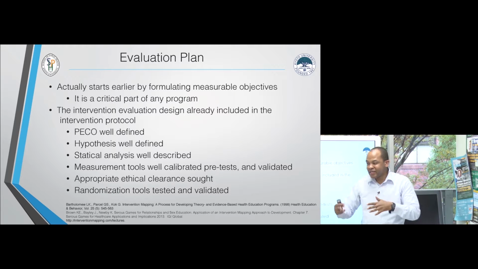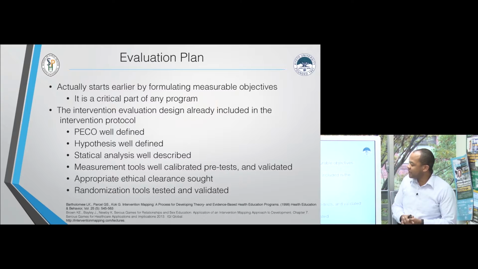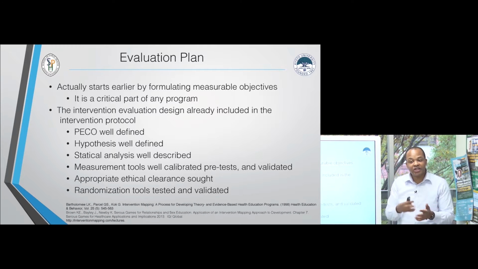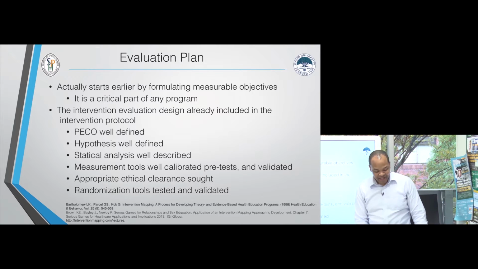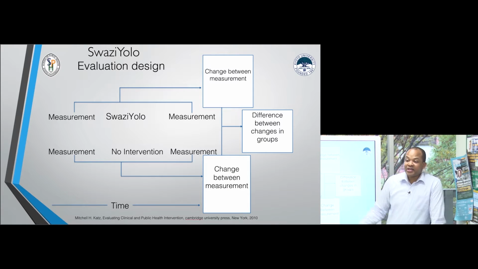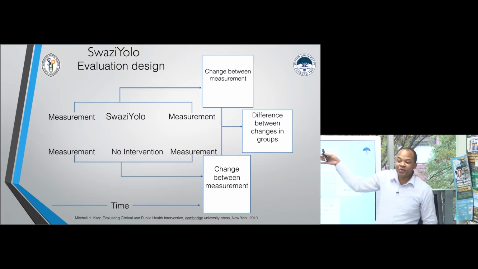So the hypothesis has to be linked to what happens in the game, the outcomes of the game or the intervention. Then also statistical analysis should be well described. And then measurement tools are well calibrated, they're pre-tested, and they're validated. And then appropriate ethical clearance. And also you test the randomization because we are doing a randomized controlled study. So you test the randomization and make sure that everything works. So we've already done that, and the Swazi YOLO evaluation plan looks like this.